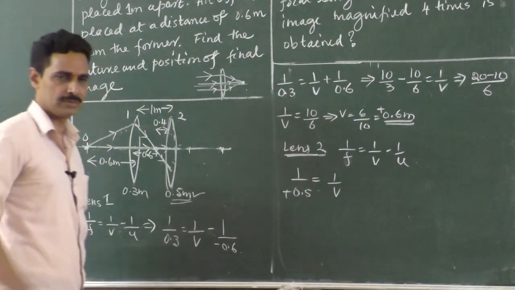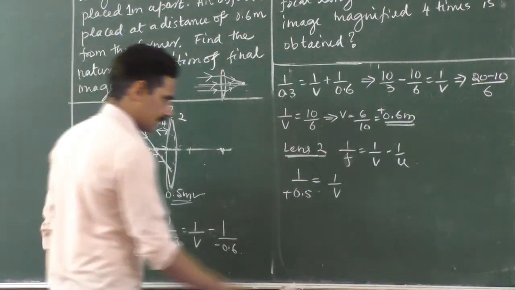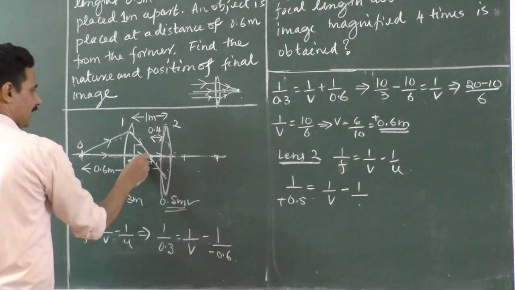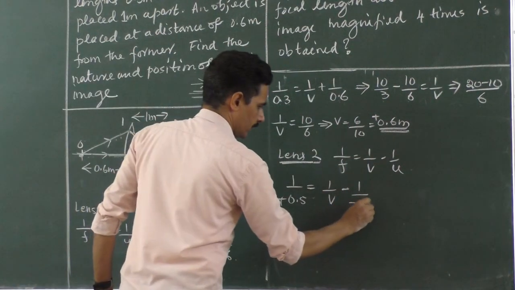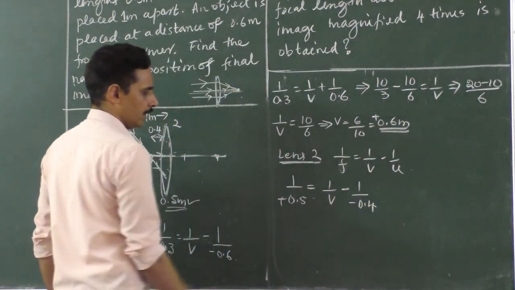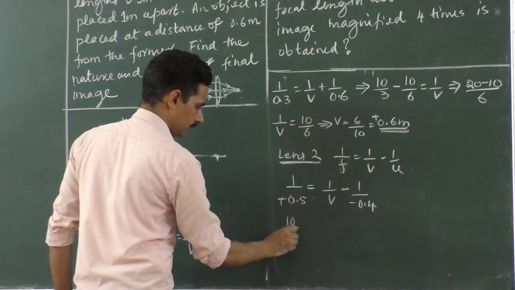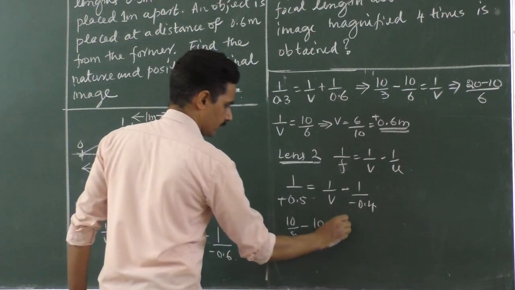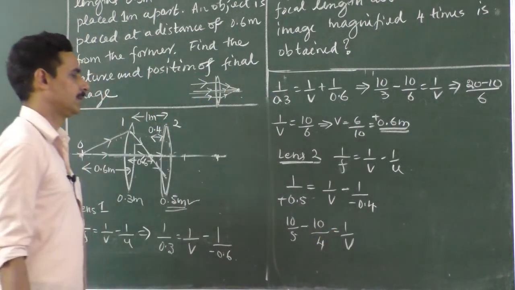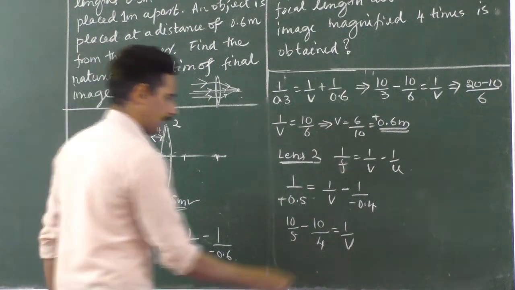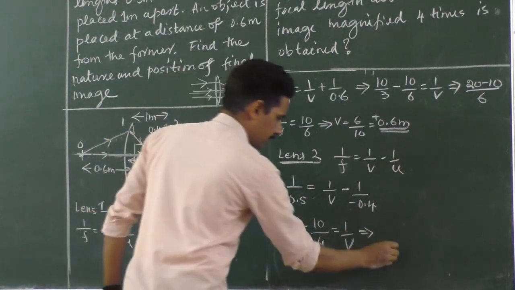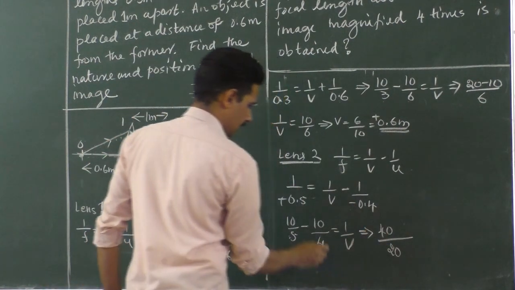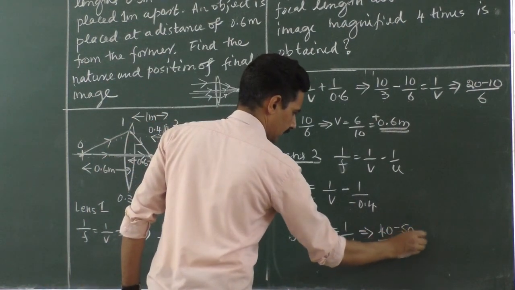We know that it should be negative, but now we can't put it as negative. Minus formula, minus object distance on the left hand side, 0.4, minus 0.4. So this is plus 0.4, multiply and divide by 10, 10 by 5, minus this one, 10 by 4, I will skip one step, is equal to 1 by V. So where will be the final image then? That implies 20 common, 5 4s are 40, 4 5s are minus 50, that is equal to 1 by V.